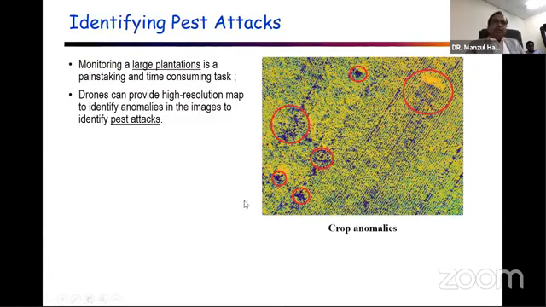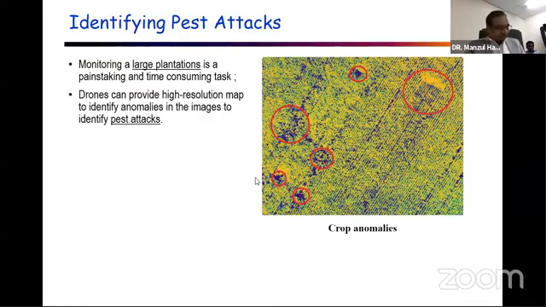Okay, so monitoring a large plantation is a very painstaking and time-consuming task. A drone can provide a high-resolution map to identify anomalies in the images, to identify pest attacks. Basically, I was in consultation with some of the tea gardens in Assam. They said that some pests come and within no time damage a large amount of their tea bush. Tea gardens are on average 400, 500 hectares, and manually they go and check. With 500 hectares, manual checking will take days.